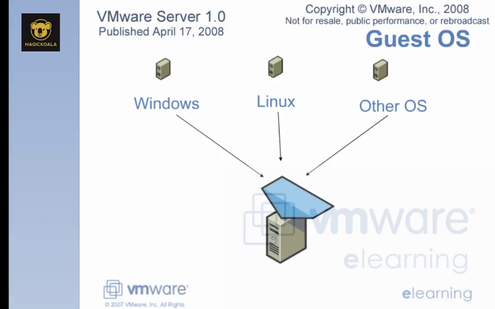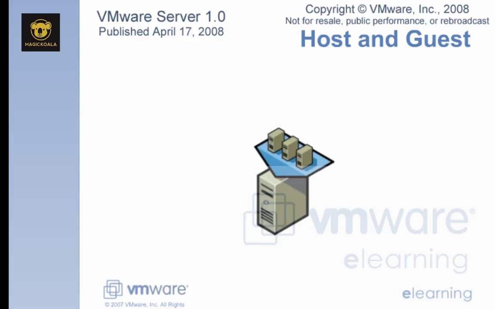A guest operating system can be Windows, Linux, or another type of operating system that's supported by VMware Server. Guest operating systems run on the host computer. How many operating systems are running in this picture? There are 4. The operating system that the host is running, and 3 for the virtual machines.